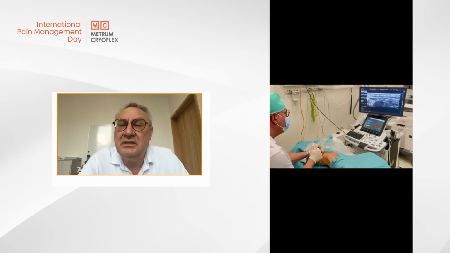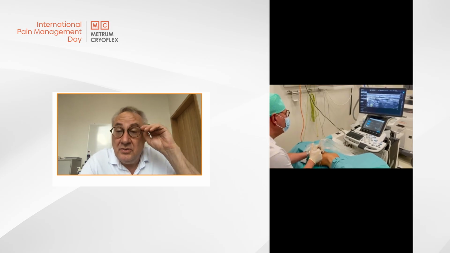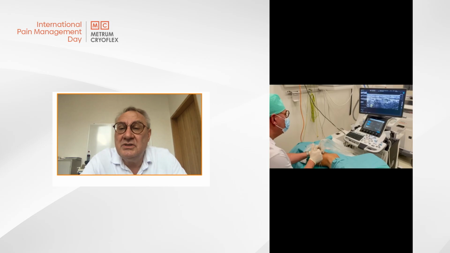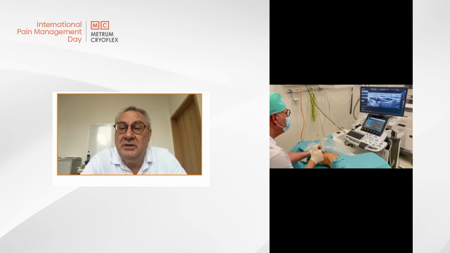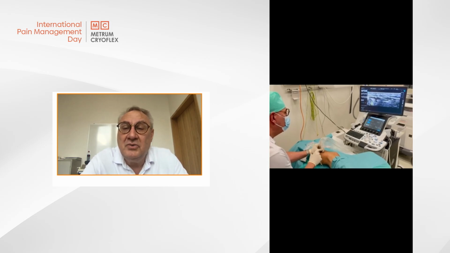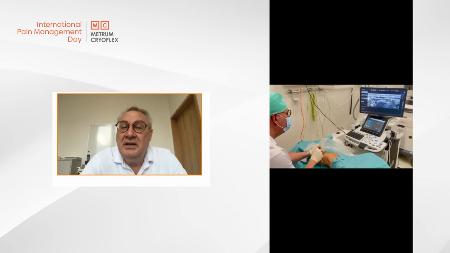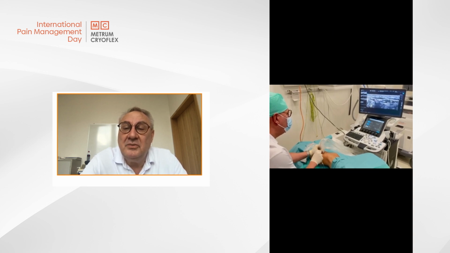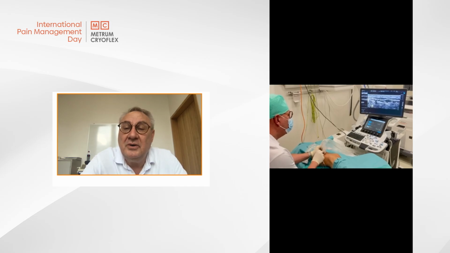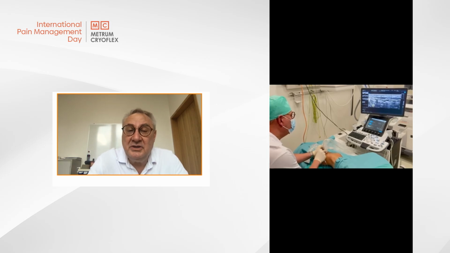You can see the hydrodissection with the glucose. I'm sorry that you don't see it very well, but you see a really big black bubble forming between the two muscle compartments. And at the end, I will show you the nerve, how it looked after the treatment. And this would be my case.